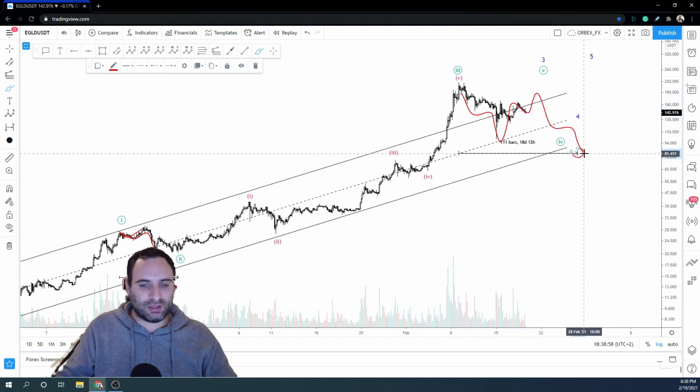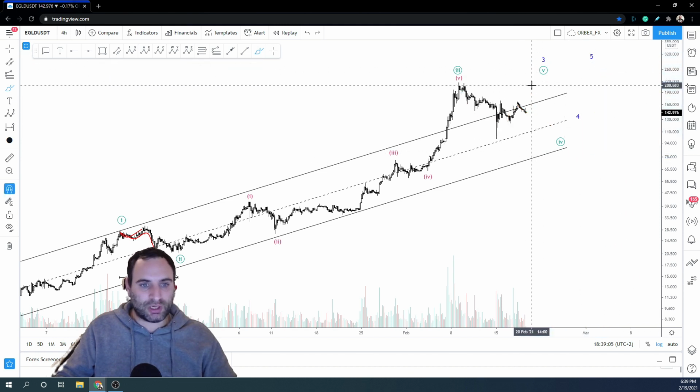And then at the end of February, yes, we're going to start moving higher in wave 3. Okay, this is what I'm saying for now.